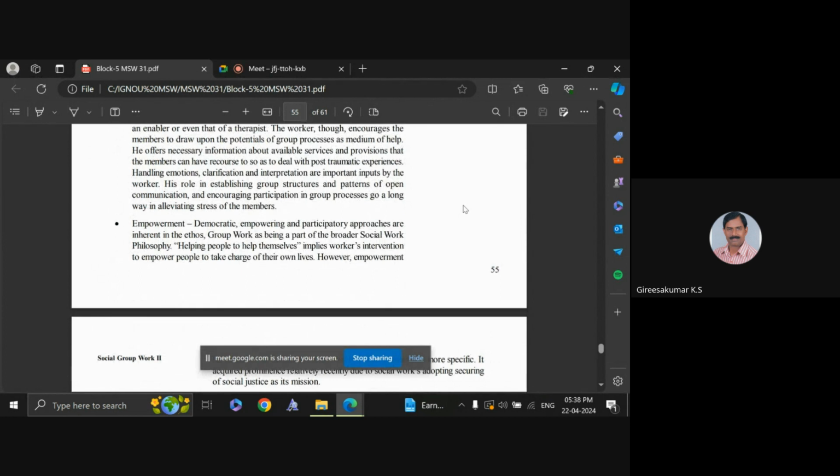Then empowerment. Democratic, empowering and participatory approaches are inherent in the ethos. So the group work, being a part of the broader social work philosophy, is about helping people to help themselves. That's saying, helping me to help you. That's the quotation.